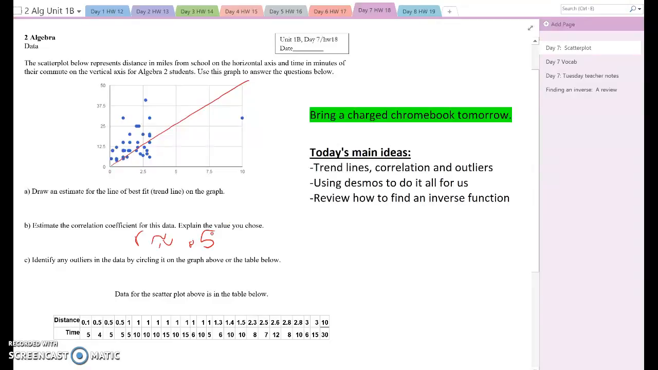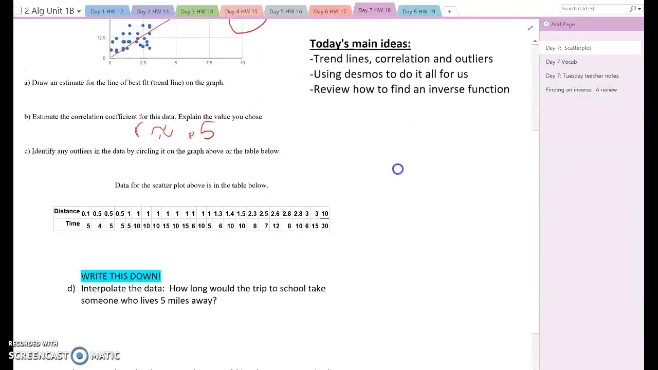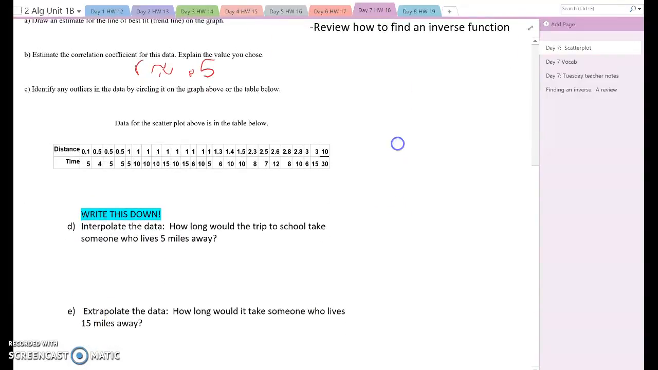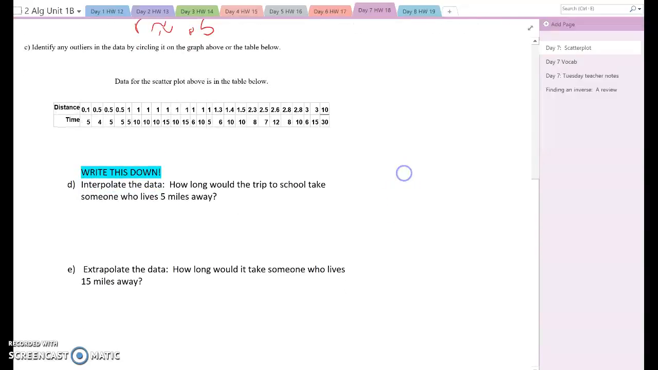Identify any outliers. You go ahead and do that. That's the outlier right there. Okay, and then we're going to use our trend line and we're going to start to make some guesses. So we need to talk about two really important vocab words: interpolate and extrapolate.